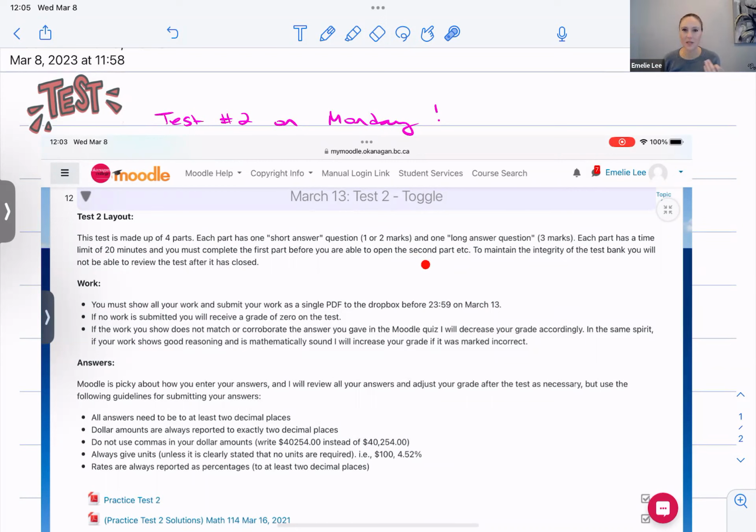Because this is a test bank, you won't be able to review your test after it's closed. There are a couple of notes about your work. You have to submit your work as a single PDF again, which you did for test 1, and it has to be before midnight. And I have to add, within 10 minutes of submitting part 4.